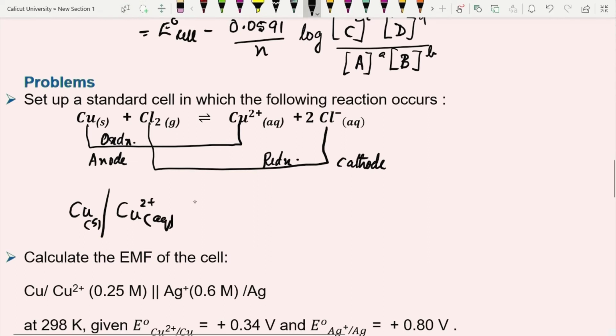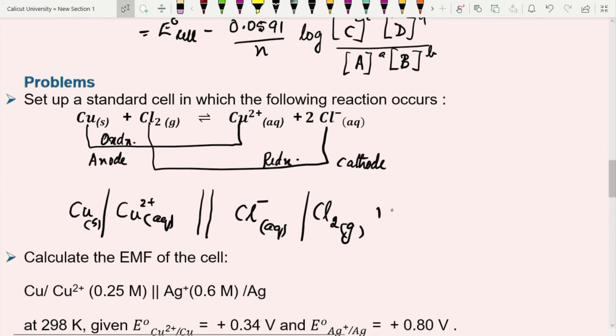copper solid in contact with, better I am going to put a salt bridge instead of a porous diaphragm. Then I have to put the electrolyte solution of the cathode, that is chloride ions, aqueous, chlorine gas. Now, it is not complete because this is a gas electrode, you have to put platinum, otherwise the electrode will not be complete.